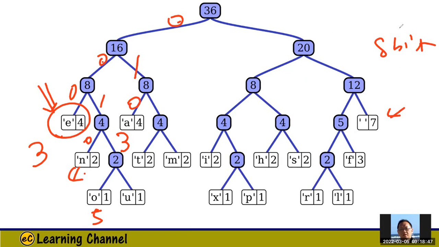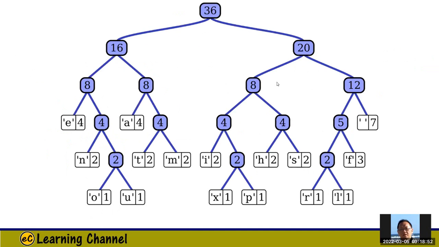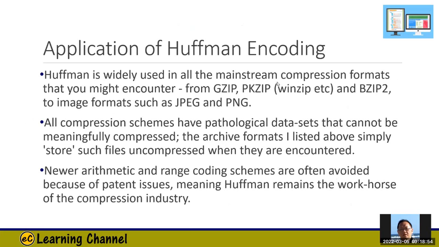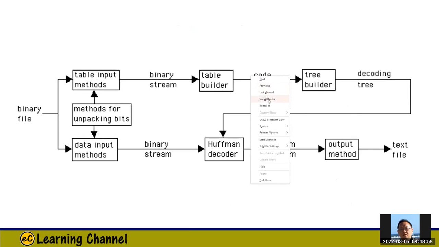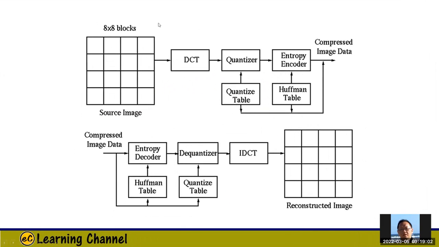This is called Huffman encoding. Huffman encoding will also reduce the data by a factor of 2 or 3. So basically, JPEG consists of the DCT and the entropy encoding, the Huffman encoding.